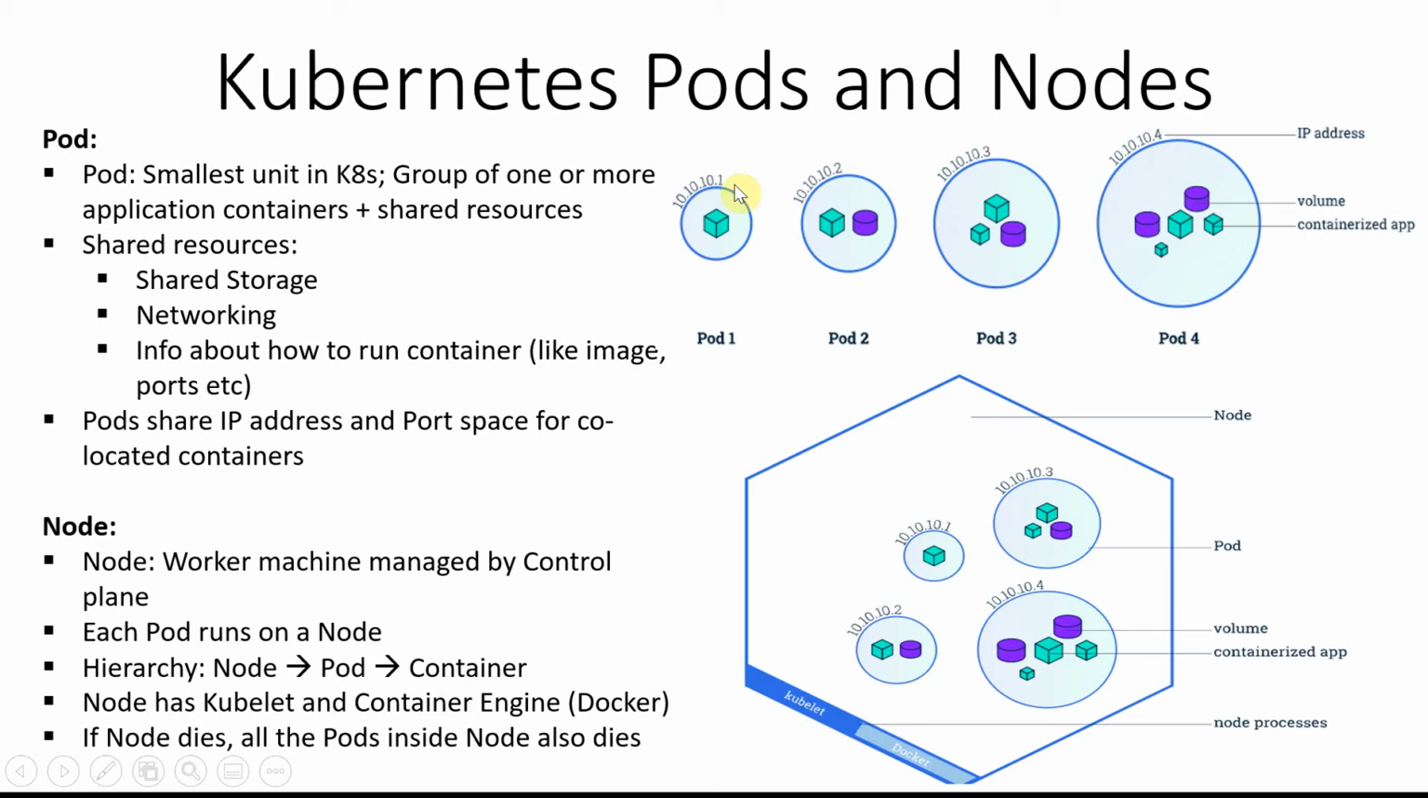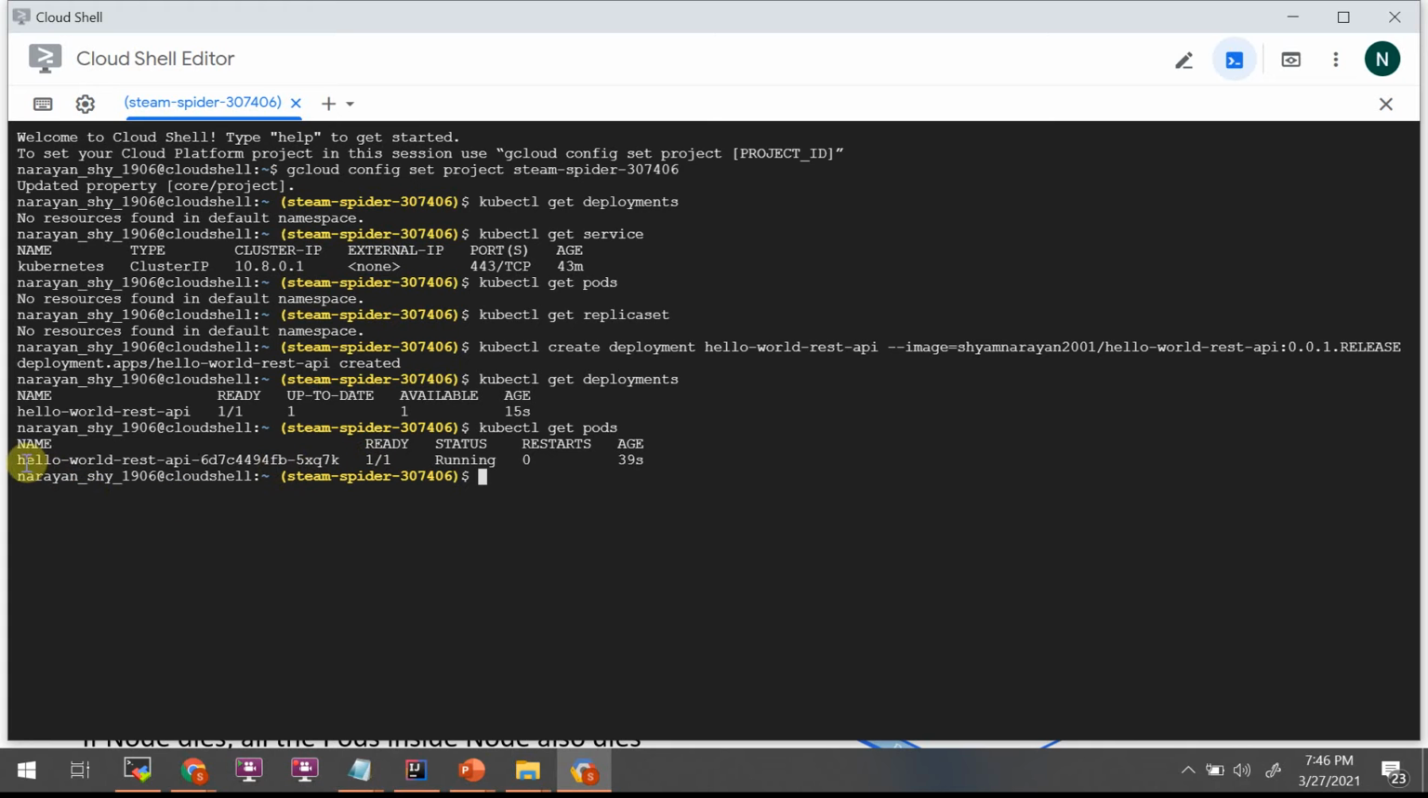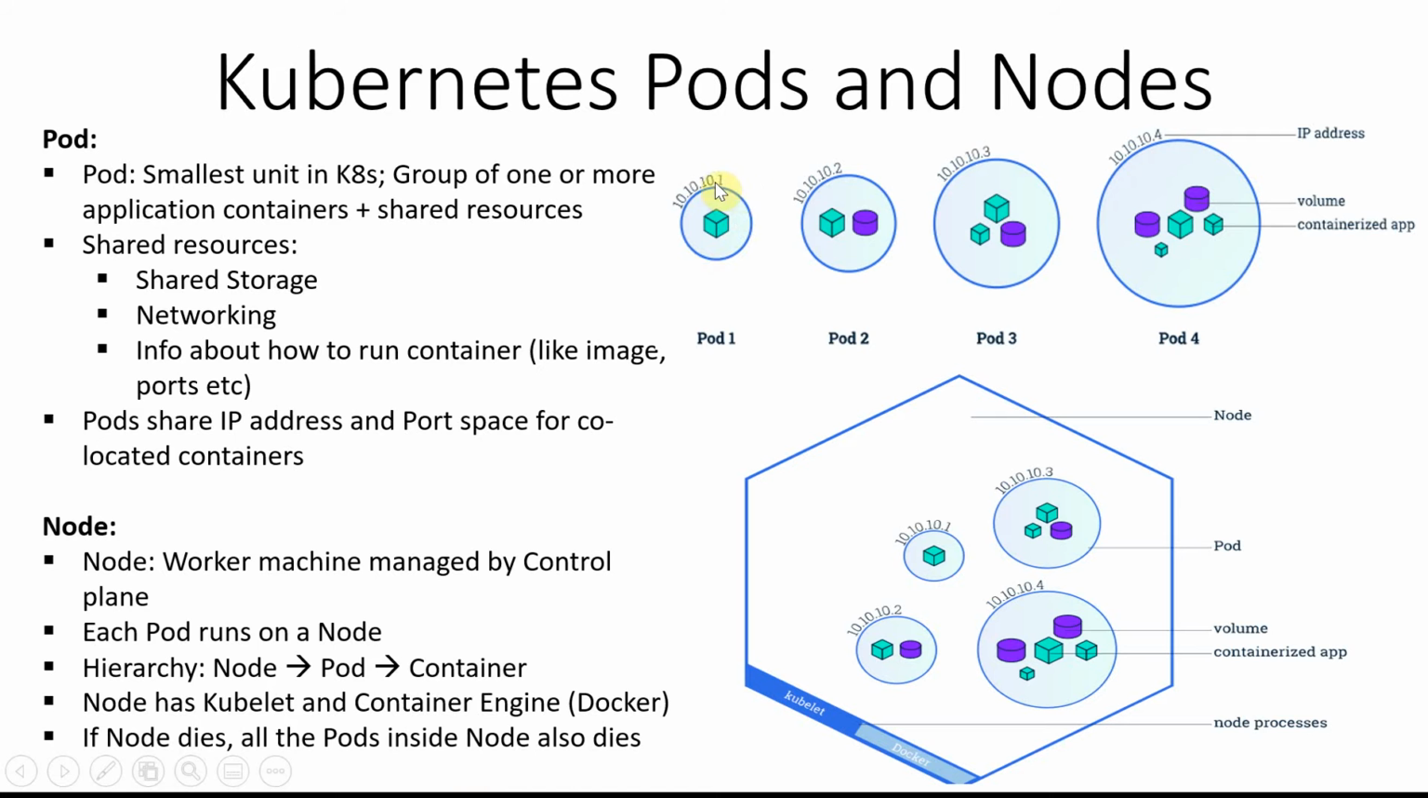Pod is nothing but, in our case, if you see, there is only one pod that we created, the hello world API. But in complex scenarios, a pod could have multiple container images also. In my case, it is just a simple one container image which is translated to one pod. So a pod with just one hello world image inside.